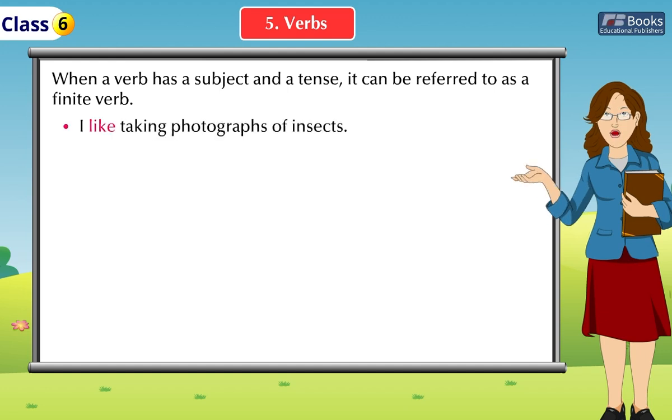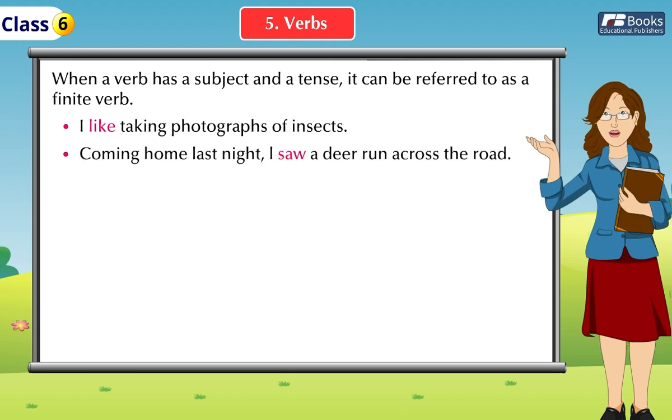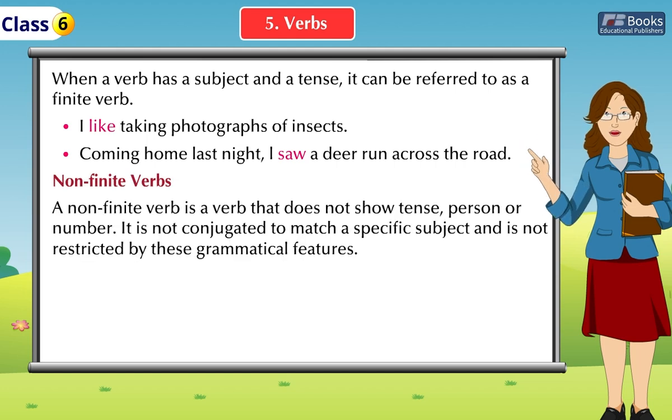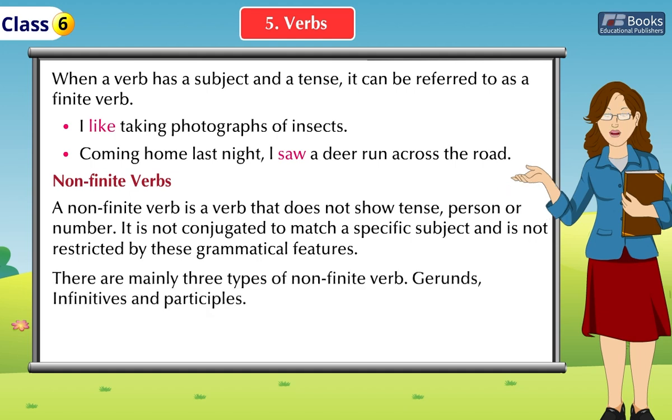I like taking photographs of insects. Coming home last night, I saw a deer run across the road. Non-finite verbs. A non-finite verb is a verb that does not show tense, person, or number. It is not conjugated to match a specific subject and is not restricted by these grammatical features. There are mainly three types of non-finite verb: gerunds, infinitives, and participles.